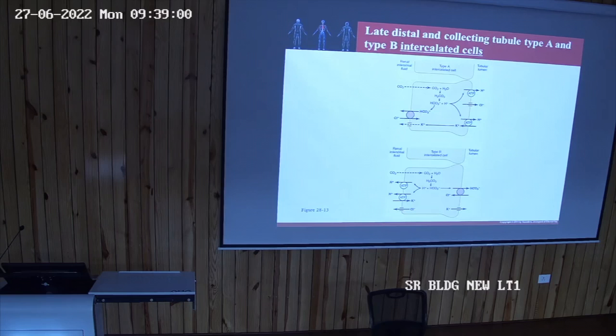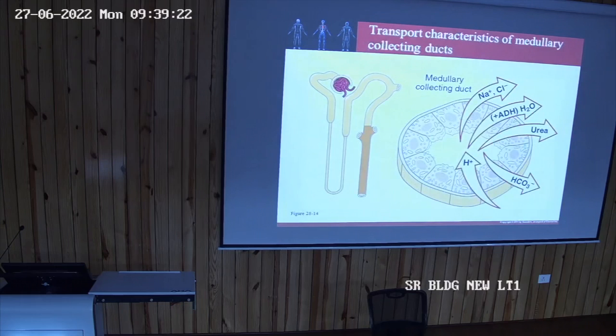Okay, distal convoluted tubule. It is the early and the late distal convoluted tubule. In the early, we have the macula densa also. If you remember, in the late, we have the three types of cells: principal cell, type A, type B cells. Okay, principal cells working under the influence of aldosterone. So transport characteristic of medullary collecting duct is it will reabsorb sodium, chloride, urea, water in presence of ADH, bicarbonate and secretion of hydrogen ions.